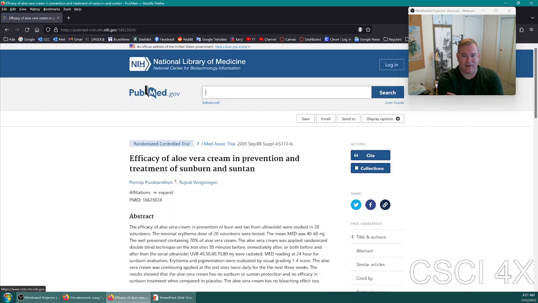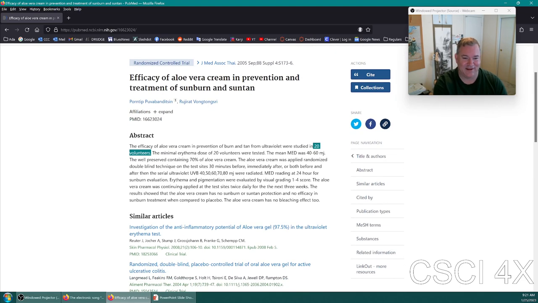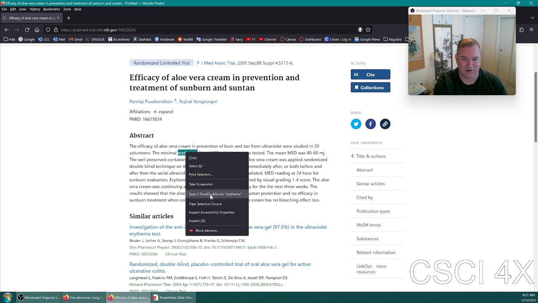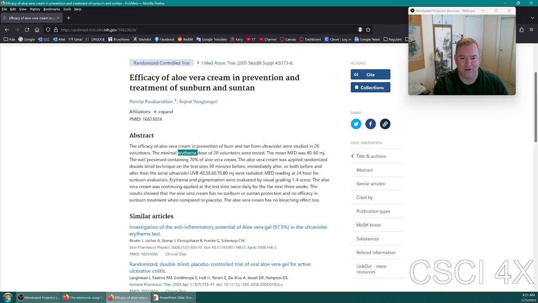The NIH is the National Institutes of Health, and we actually have a scientific paper here. Cool. All right, let's look at this one. The efficacy of aloe vera cream in the prevention of burn and tan from ultraviolet was studied in 20 volunteers. Not a huge sample size. N equals 20 is not great, but we still have an actual scientific study versus the aloe vera people themselves telling you, yeah, you should definitely buy this, right? Erythema, I believe, is the scientific term for sunburn, right? Redness of skin caused by, yeah, okay.